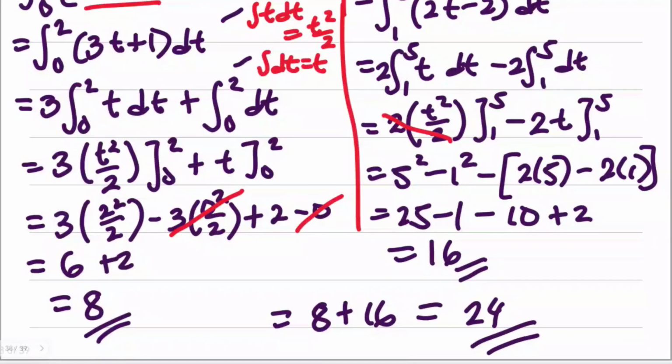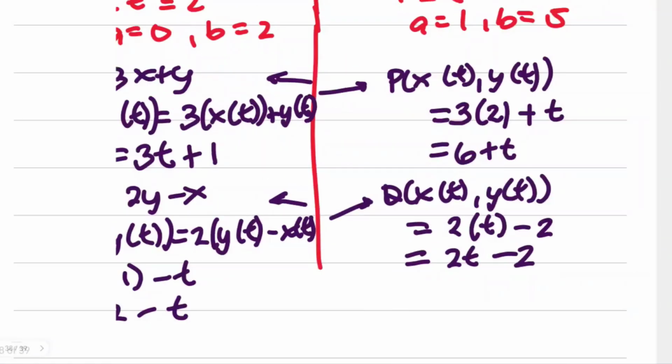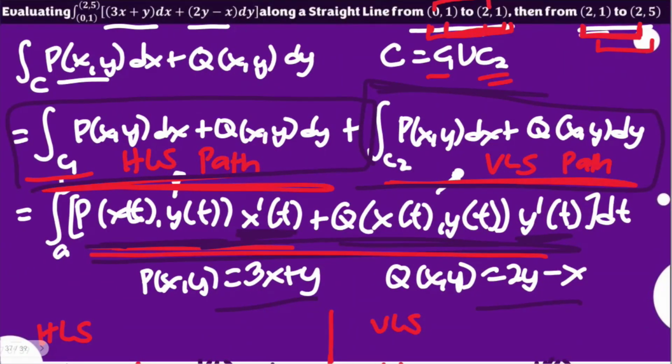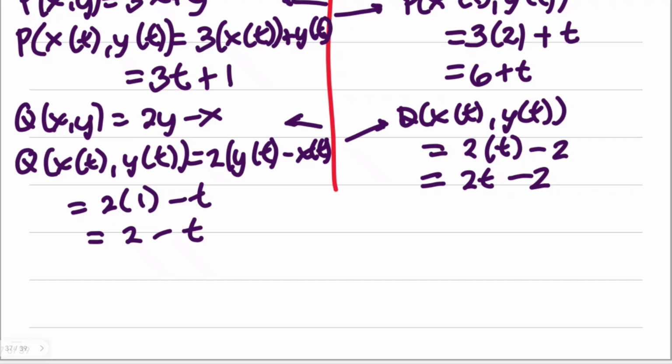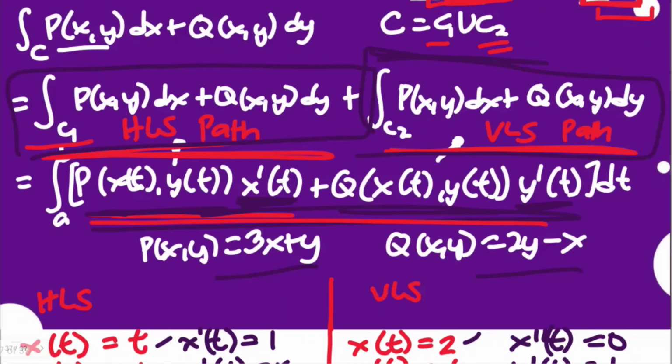This is now the final answer. This is the combination of the two paths, and this is now the real line integral of the given function along straight lines, combining the horizontal line segment path from (0, 1) to (2, 1) and the vertical line segment path from (2, 1) to (2, 5). Combining all of these details and separate forms of x of t and y of t, your parameterization, connected to the considered paths themselves and their corresponding boundaries as well.